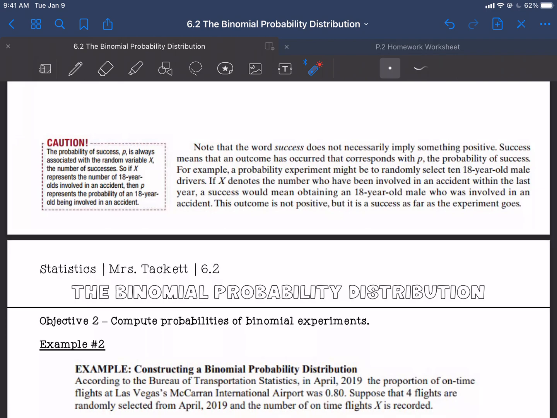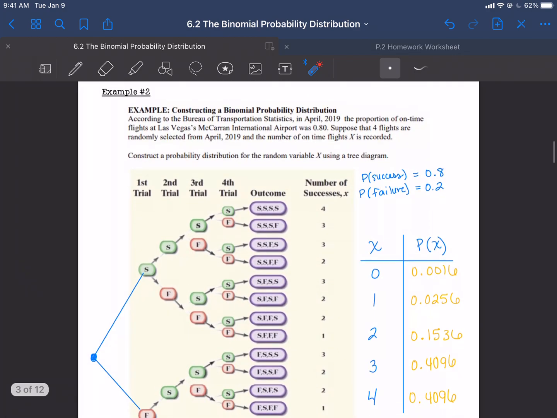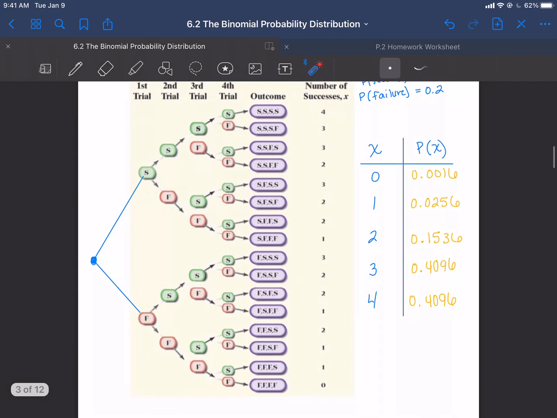Our second objective here is to compute probabilities of binomial experiments. So here, if you look at this example, we have the Bureau of Transportation Statistics. The proportion of on-time flights at Las Vegas's McCarran International Airport was 0.8. Suppose that 4 flights are randomly selected from April 2019, and the number of on-time flights X is recorded. So that's what this data is showing here.